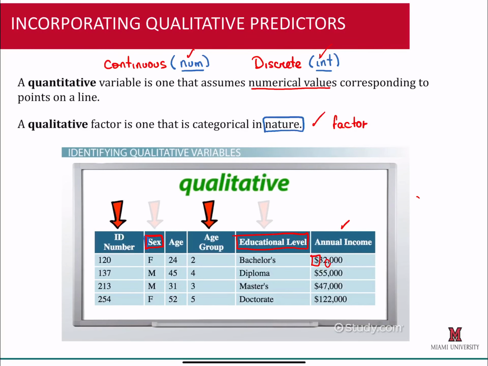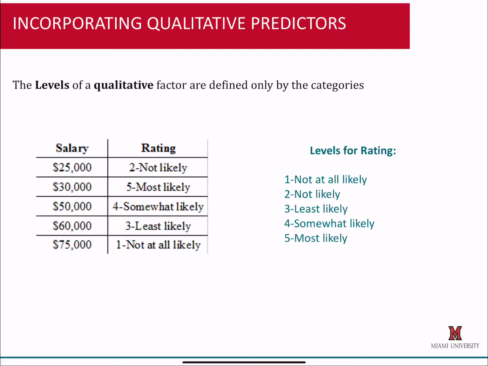So the next thing that we want to look at are the levels of a qualitative factor. The levels of a qualitative factor basically refers to the categories. So for instance, if we have the variable rating where the levels are not likely at all, not likely, somewhat likely, and most likely. So in this particular example, the variable rating has 5 different levels. So this is what we refer to as the levels of a qualitative factor.